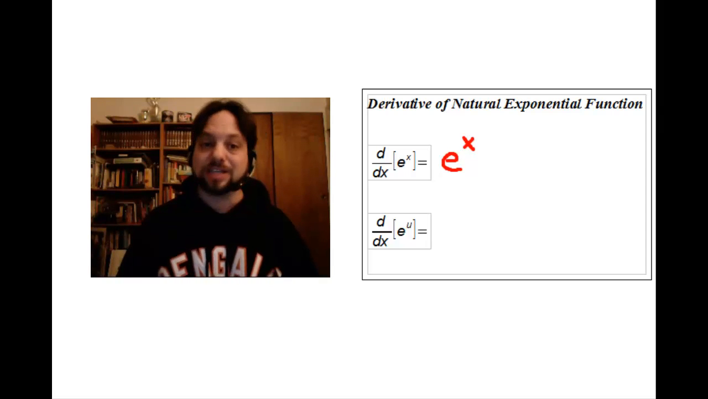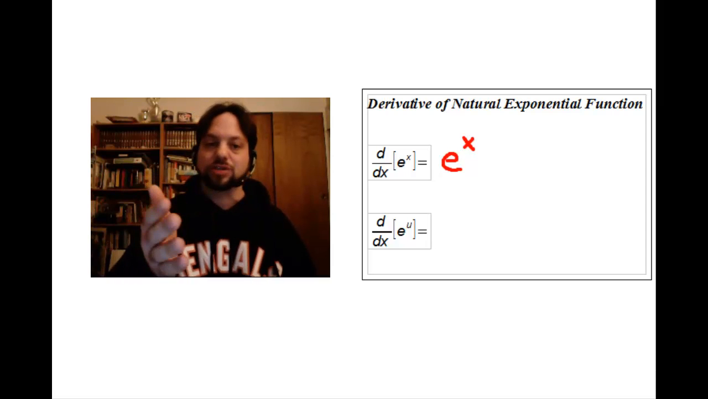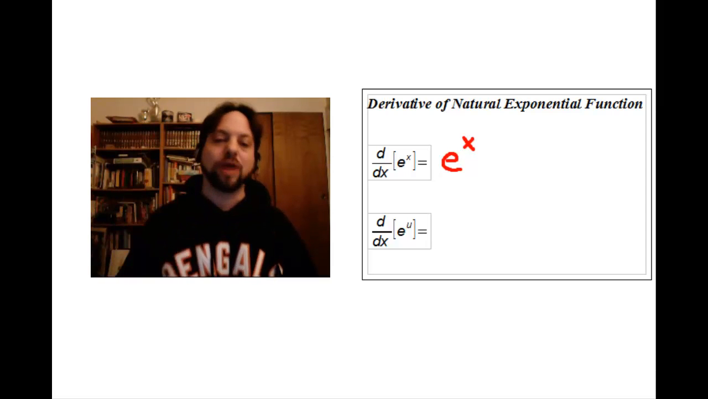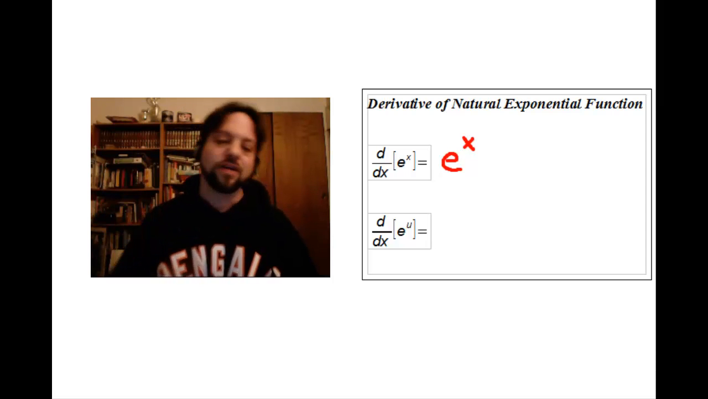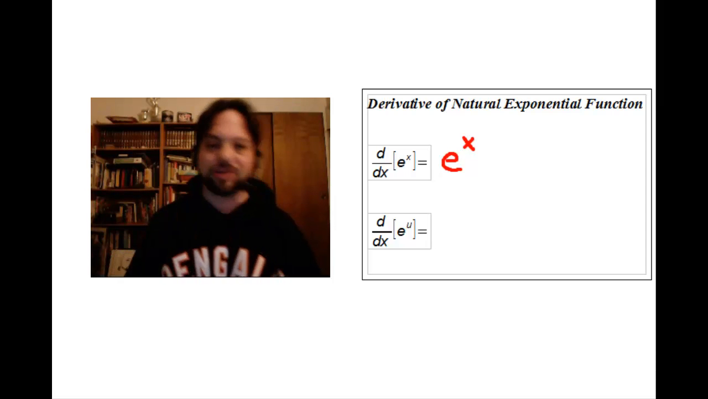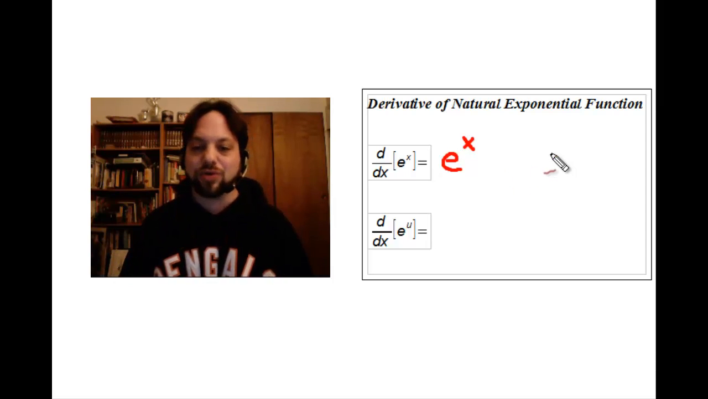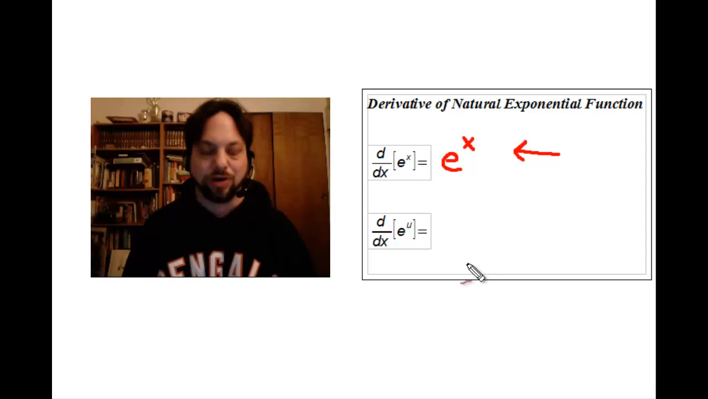It's a quite astounding fact, and you can prove it to yourself if you simply draw the graph of e to the x and find the derivative at any point along that curve. Of course, you know how to find the derivative in the calculator now, and now you know how to find the derivative by hand as well.